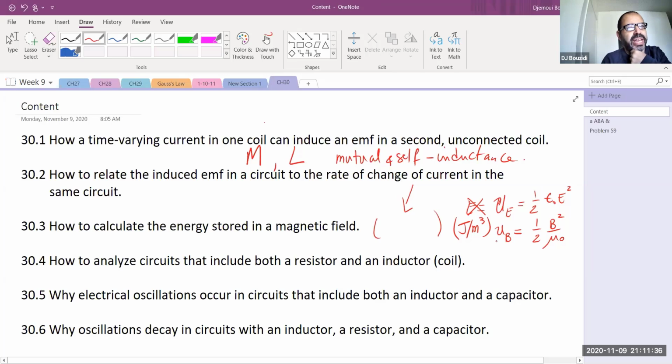And in the case of the electromagnetic field signal, you have both of them working together. So that's basically what this is.